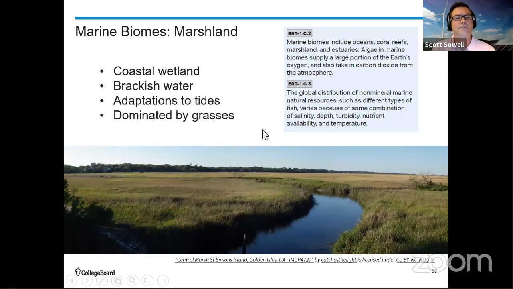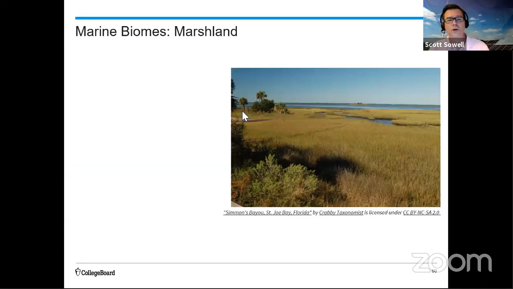So not only does ocean acidification affect coral reefs, but any organism that has a shell. So now let's go to a marshland. So a marshland is a coastal wetland. So remember, a wetland is an area where the soil is saturated with water at least part, if not all of the year. Marshes typically have brackish water, and the organisms that live here have to be adapted to rising and falling tides. One of the characteristics of a marshland is it's dominated by grasses. As opposed to a swamp, which is dominated by trees, a marshland is dominated by grasses.